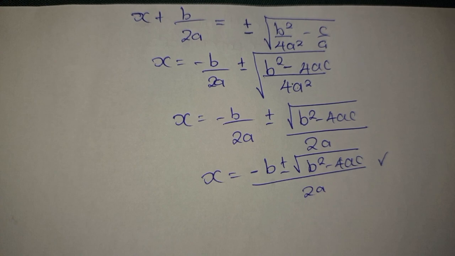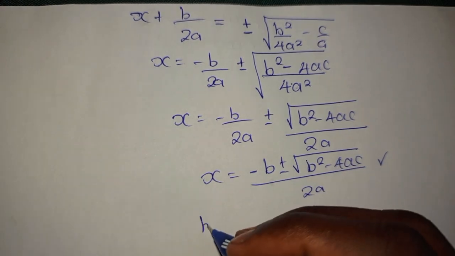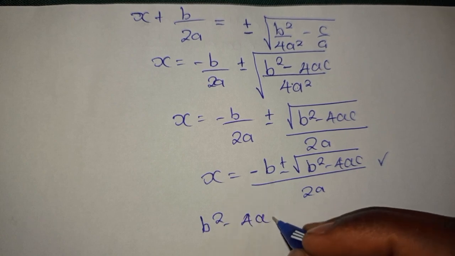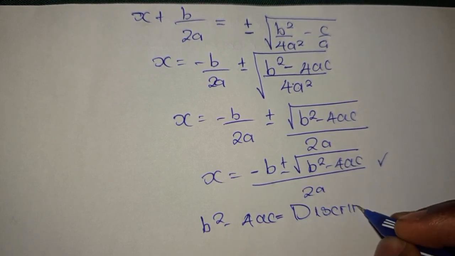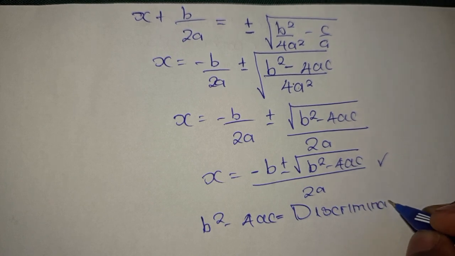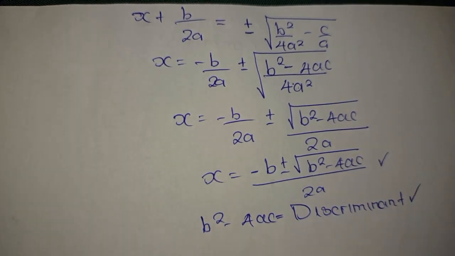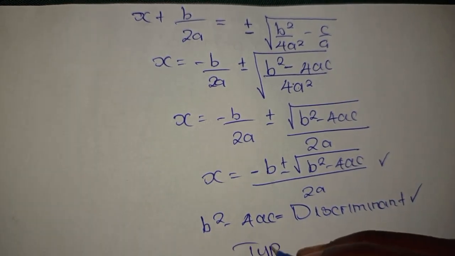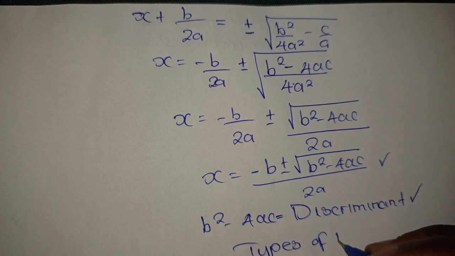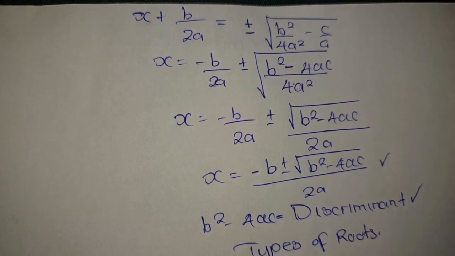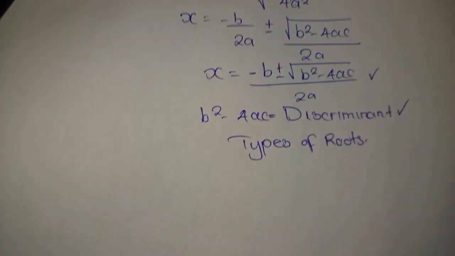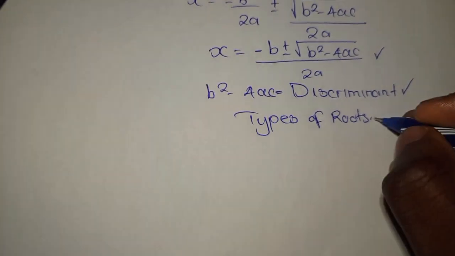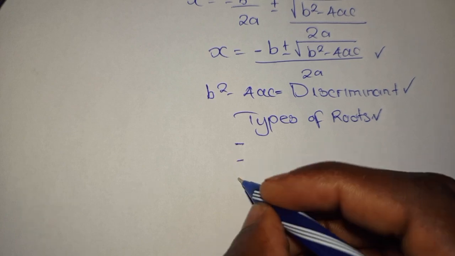Then immediately we derive the quadratic formula, we need to understand that what is inside is called the discriminant. This discriminant is what we use to determine what are referred to as the types of roots. So how do you determine the types of roots? We need to understand that when determining the types of roots, you basically have three types.